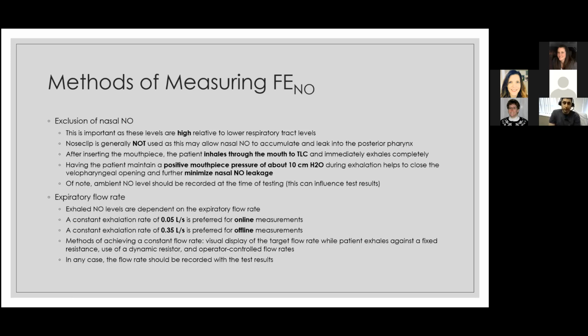How do we achieve a constant flow rate? What methods do we have? Well, there's a visual display of the target flow rate while the patient exhales against a fixed resistance, the use of a dynamic resistor, and then there's operator-controlled flow rates as well. In any case, the flow rate should be recorded with the test results.